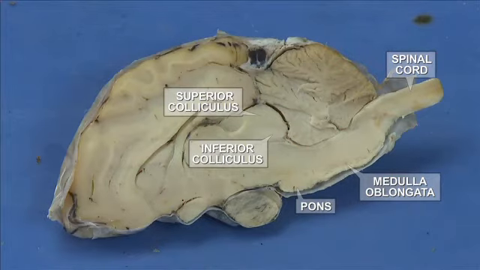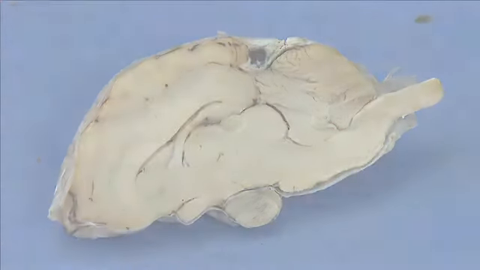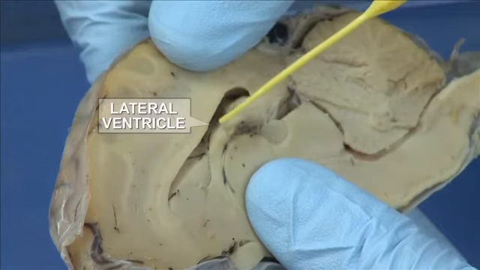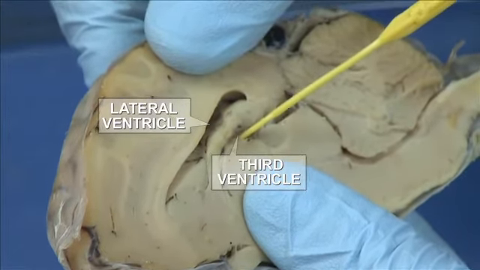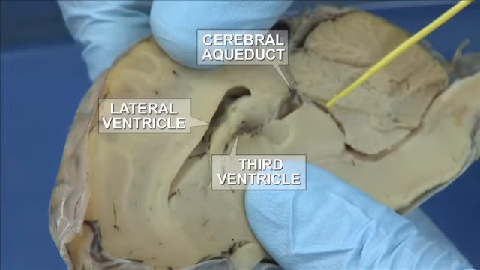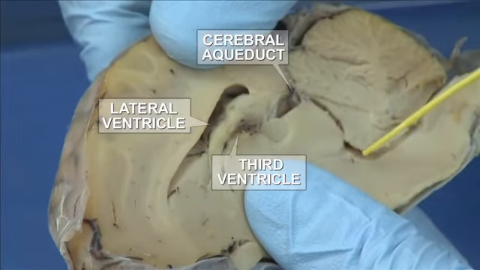Let's review the ventricular system in the sheep brain. This is the lateral ventricle, third ventricle, cerebral aqueduct, and finally the fourth ventricle.